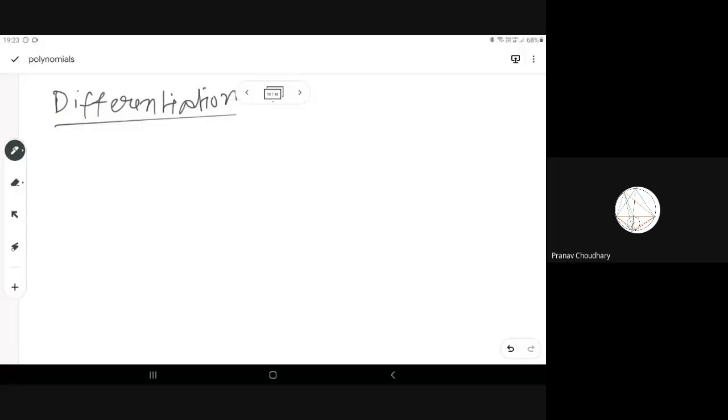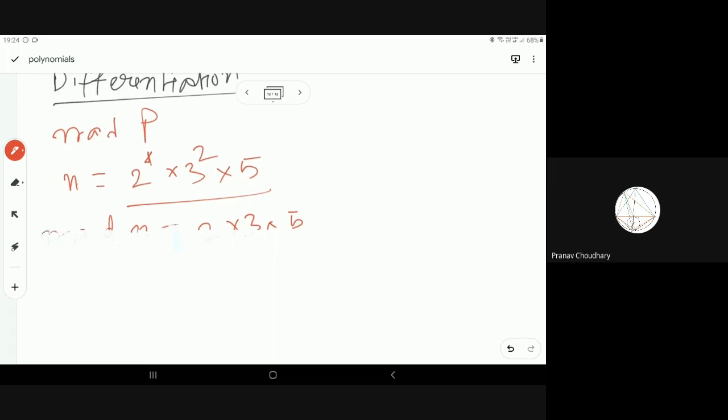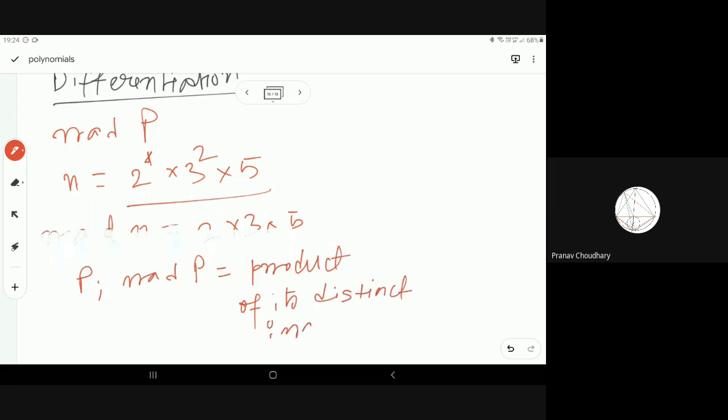I will introduce a notation called rad of a polynomial. We will use this in the solution a lot. Suppose you factorize a number n that is 2 to the 4 into 3 squared into 5. When we say rad n, we mean the product of the distinct prime divisors of n. So rad n for this is 2 into 3 into 5. Similarly, for a polynomial p, we define rad p as the product of its distinct irreducible factors.